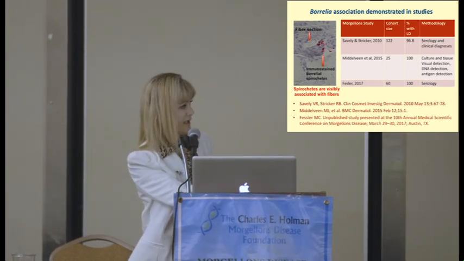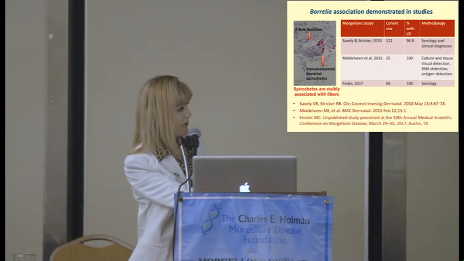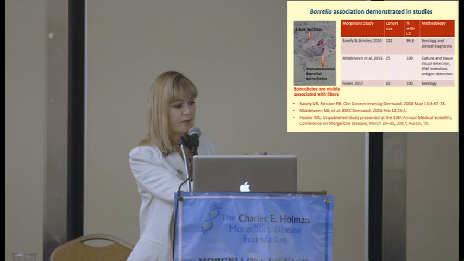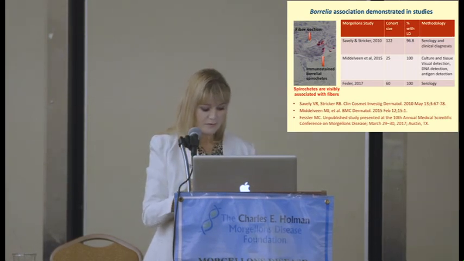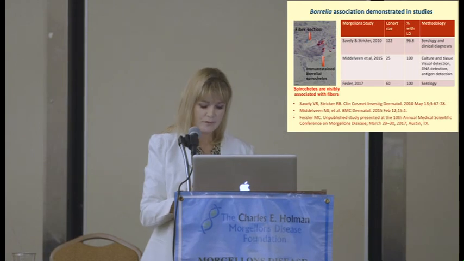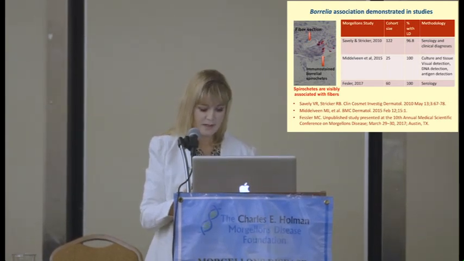This is a particularly interesting photo. You can see a fiber cross-section, and then right beside it, some immunostained Borrelial spirochetes. So many times we see the actual filament in close association with the presence of Borrelial spirochetes. The strong association between Morgellons and Borreliosis has been shown in several studies, and again using different methods.